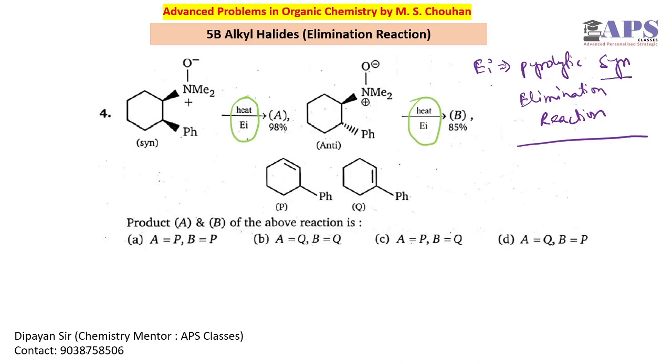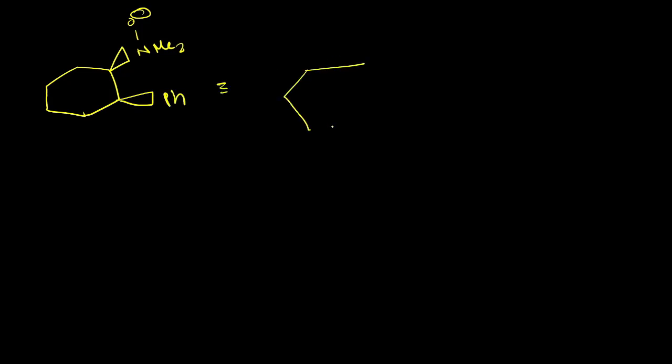Now we can see this closely. The first molecule has, above the plane, N Me2 O minus. This is basically a Cope elimination reaction, with Ph. This molecule can be written like this: N O minus, Me plus, obviously we have plus here, and again Ph.